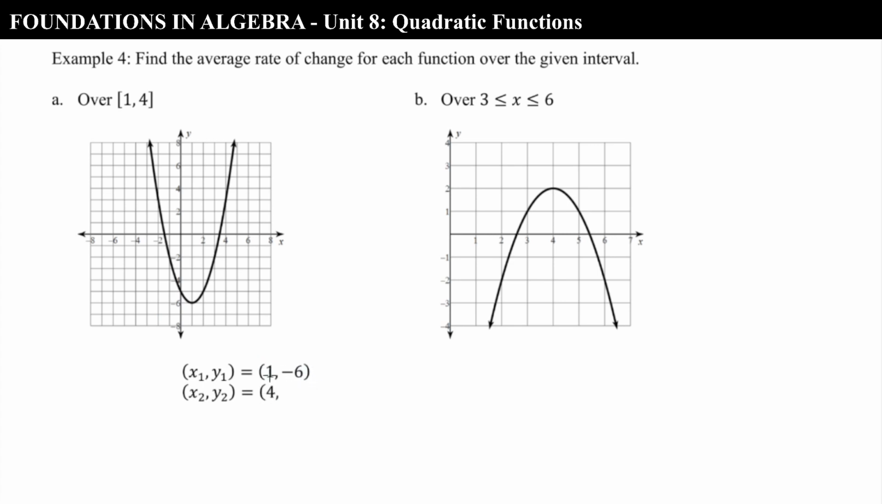Now we need to find the y that goes with 4. So we follow over to 4, and we're going to follow this up to our graph. And then we're going to follow this back to our y value, which is 3. From here, we just plug it in. 3 plus 6 is 9. 4 minus 1 is 3, so our average rate of change is 3.